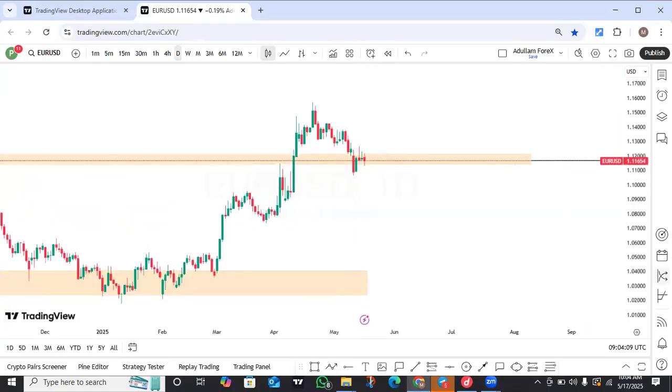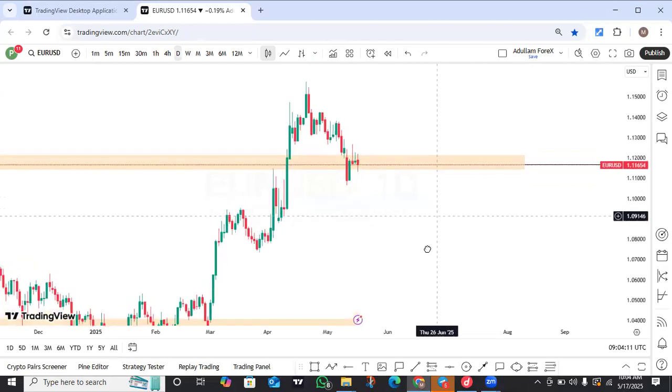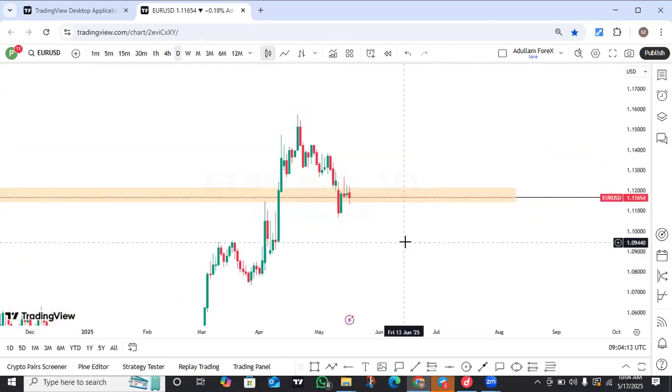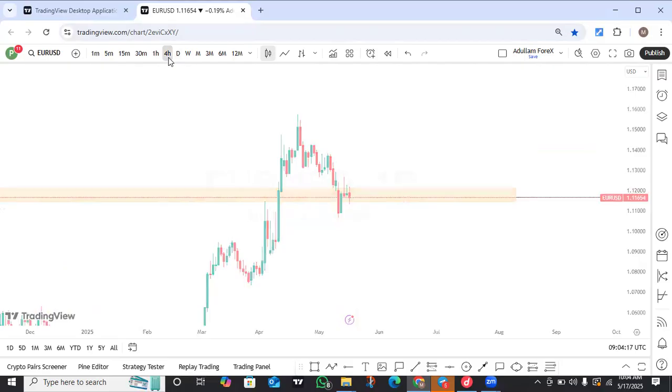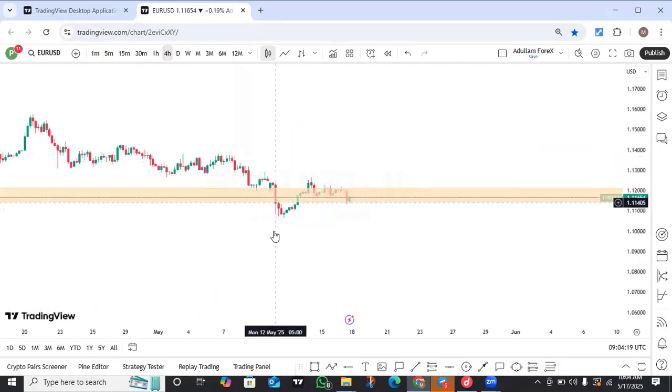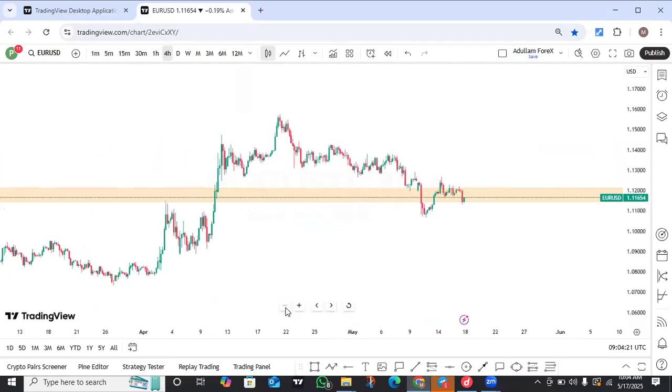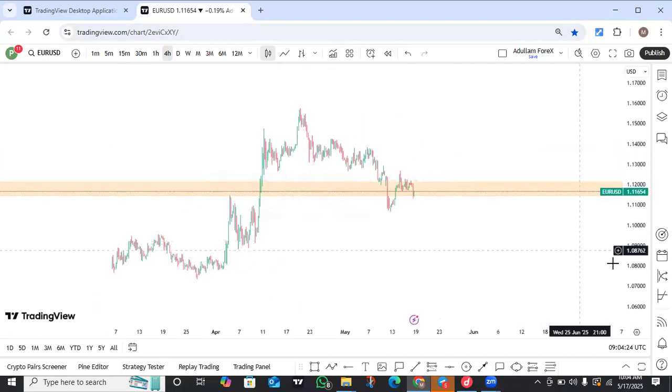On the daily time frame also, nothing is happening right here. We want to see on the daily or clearly on H4, I want to see the market.